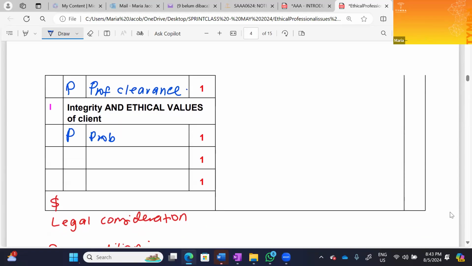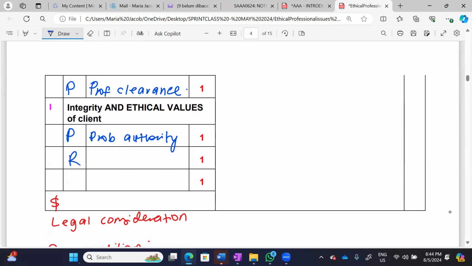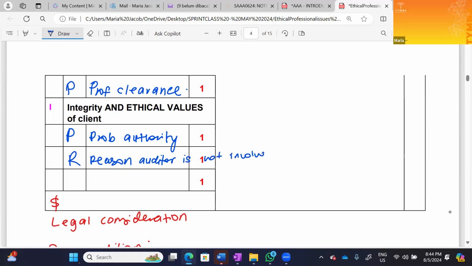Integrity and ethical values of the client: you want to ask, do they have any problem with authority? Because if they do, then probably I don't want to get involved with this type of client, because it will have a butterfly effect on my own job later. You also want to ask the reason: what is the reason your own auditor is not involved?